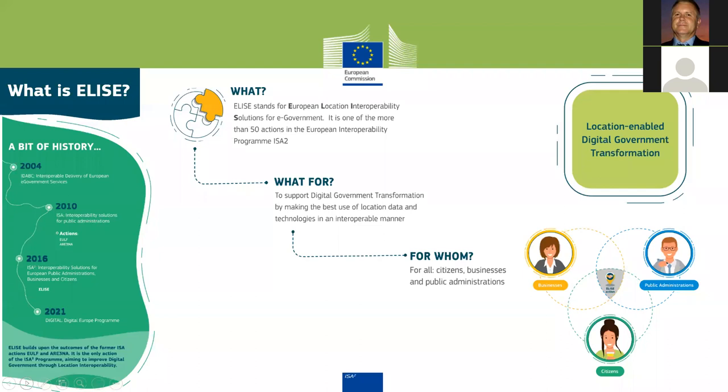There are more than 15 actions under the umbrella of this program, while our ELISE action is the only one focusing on the location dimension. So since the adoption of the ISA Square program, ELISE has supported building a location-enabled digital government, a public administration which actively uses the value and the benefits of the spatial dimensions in its processes.